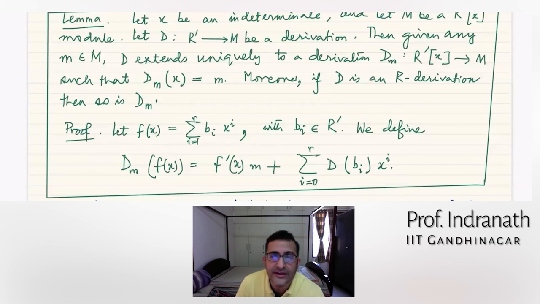Okay, and with the condition that x gets mapped to m: if it is your x, then you have just b1 out here, right? And everything else is zero, and then you can see that it is going to be just m.